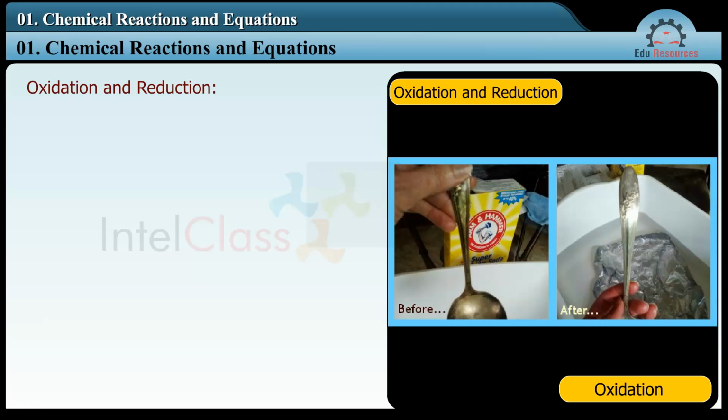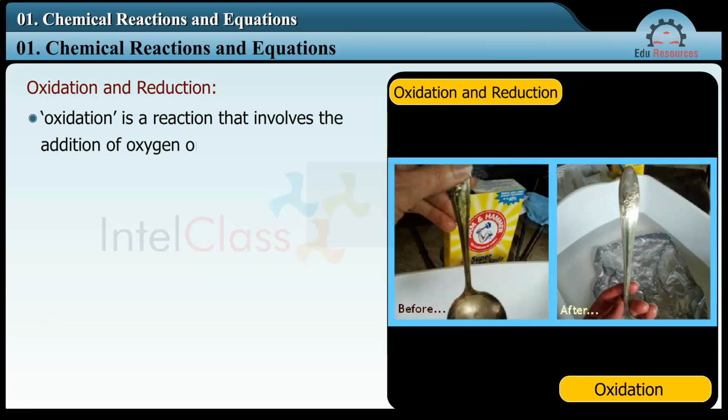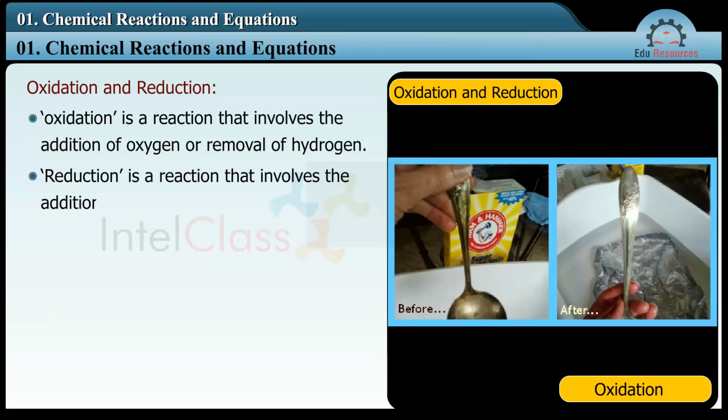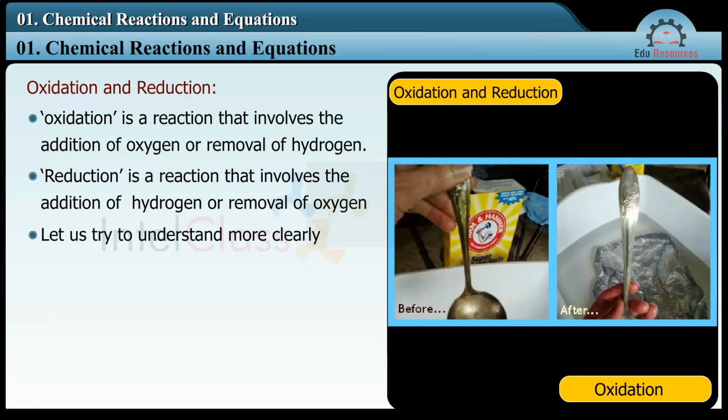Oxidation and reduction. Oxidation is a reaction that involves the addition of oxygen or removal of hydrogen. Reduction is a reaction that involves the addition of hydrogen or removal of oxygen. Let us try to understand more clearly by doing the experiment in Activity 12.